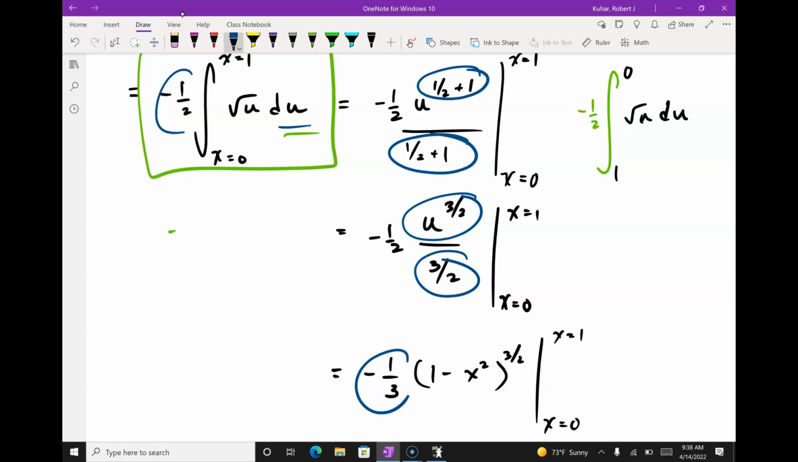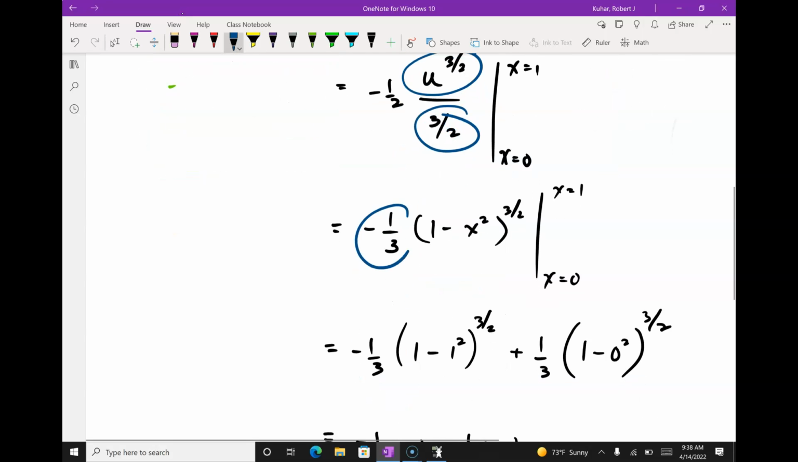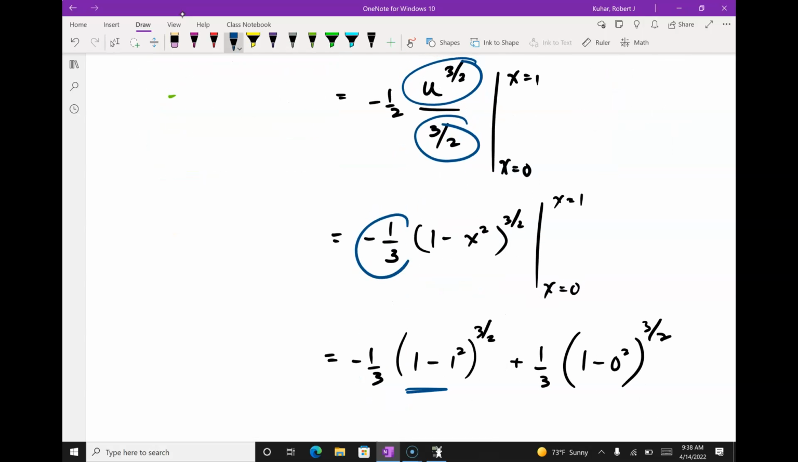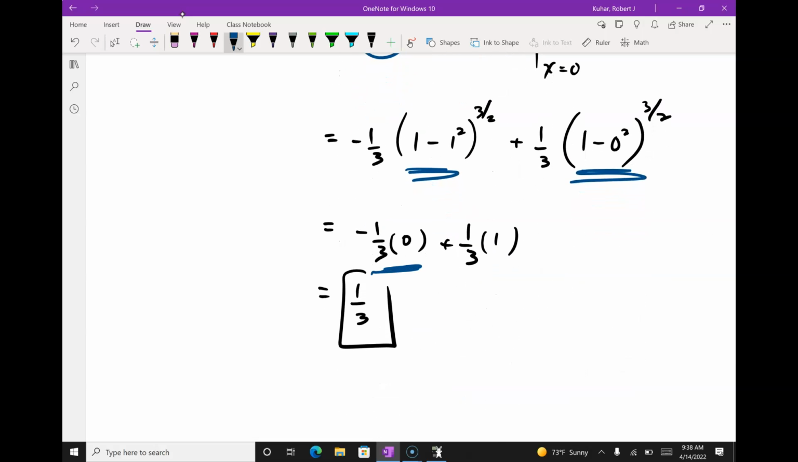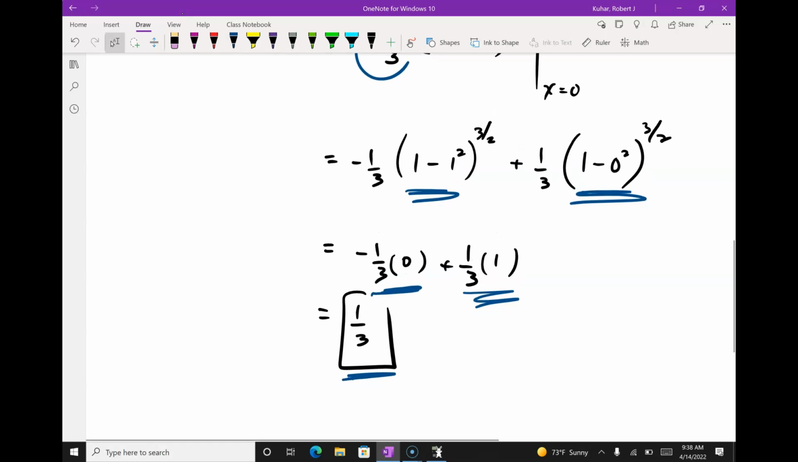What was the u sub? It was 1 minus x squared. Then I evaluate at 1, I evaluate at 0, and I get negative 1/3 times 0 plus 1/3 times 1, and I get 1/3. Everybody okay?